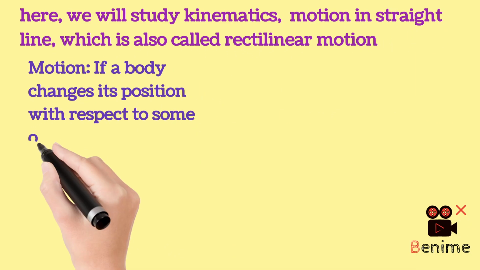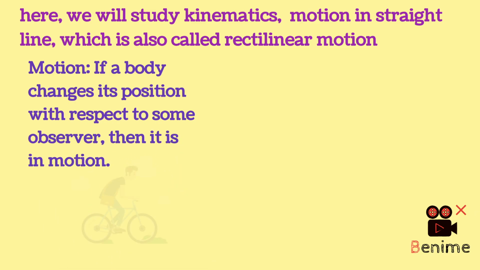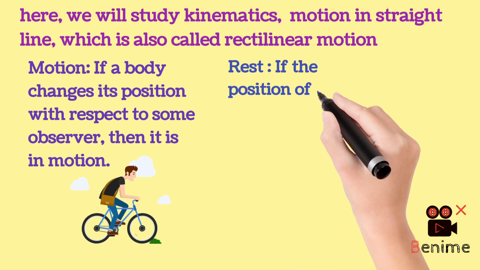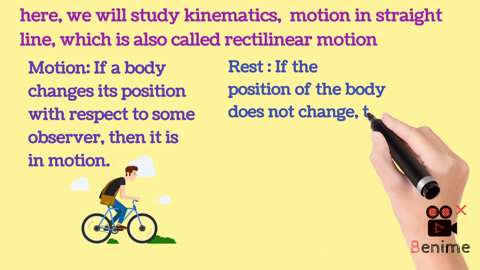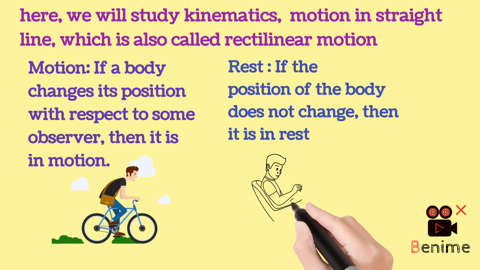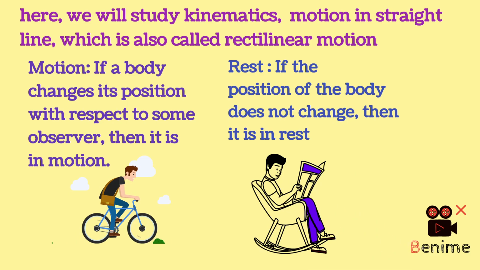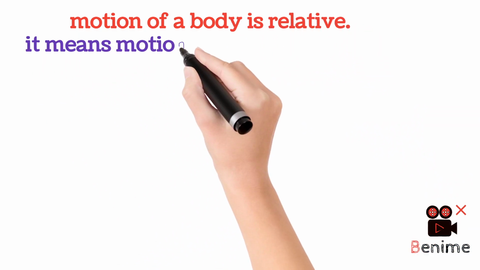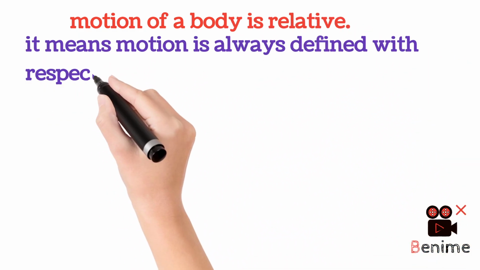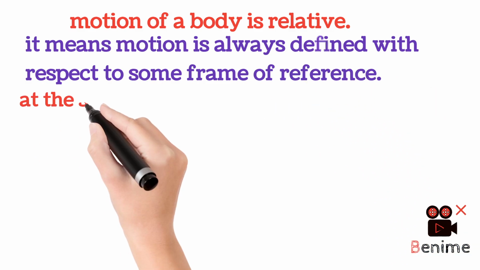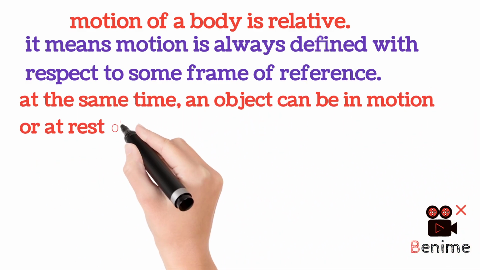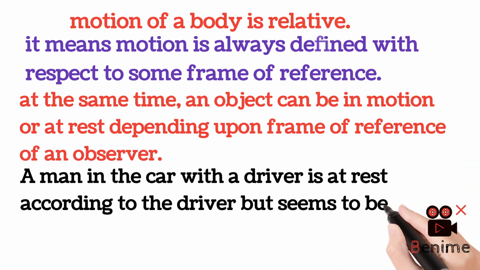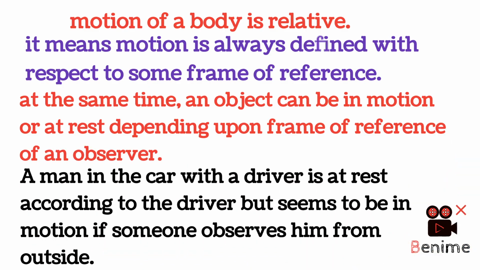Motion is defined as change in position of an object with respect to some observer, whereas if the position of an object does not change, then it is said to be at rest. Motion is always relative to some frame of reference, as a person in the train is in motion with respect to one standing at the station, but inside the train, he is at rest with respect to someone in the same train.